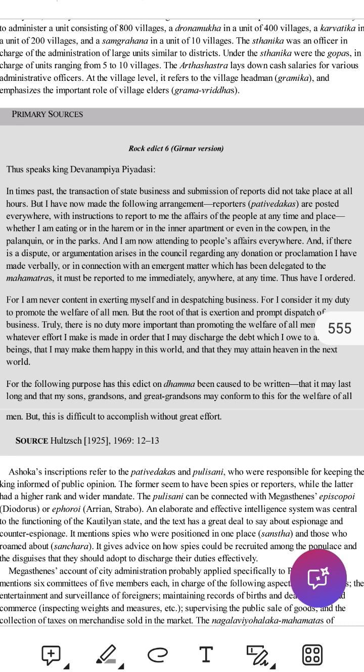5. Where can people report to Ashoka? Ashoka made it clear that people can bring reports to him at any time, even if he is eating, in his private room, in the cow pen, where the cows are kept, in his palanquin, a carriage or chair he uses to travel, or in the parks or gardens, relaxing.